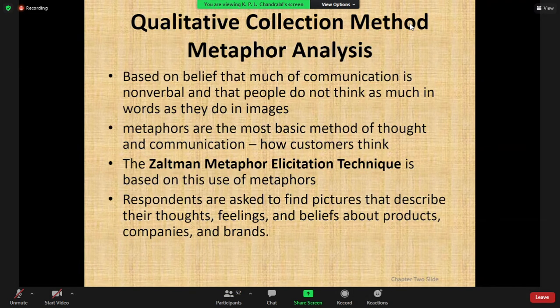That's a problem. Those are the weak points of these other qualitative techniques: in-depth interviews and focus group discussions. Sometimes we can't fully describe what we think. So that's why Zaltman developed this technique. Though you tell the story using words, you can relate your story with pictures.